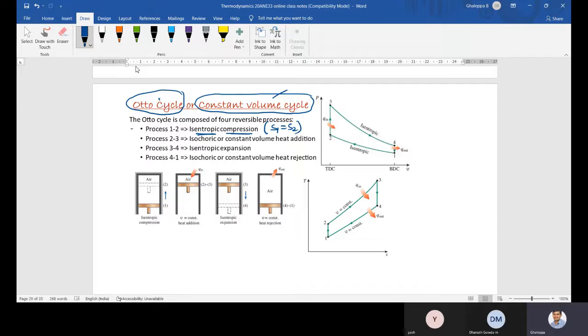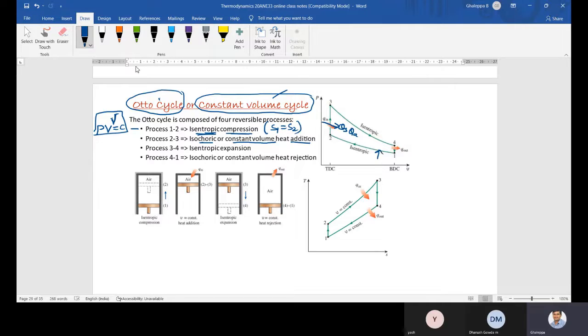So for process 1 to 2, I will apply this equation: PV to the power of gamma, or PV^γ, is equal to constant. This is the equation I will apply for an isentropic process always. The second process is isochoric, also called constant volume heat addition. Here heat is added in the 2 to 3 process. Heat supplied and heat added are the same.